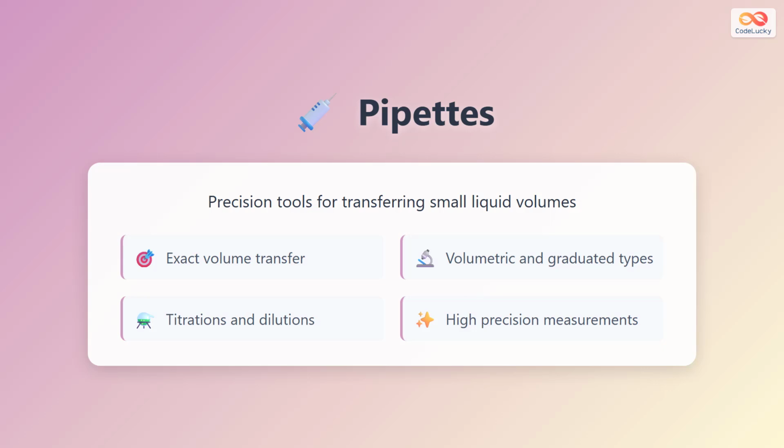Pipettes are essential for titrations, preparing dilutions, and any procedure requiring precise liquid transfer. Their high level of precision makes them indispensable for quantitative analysis and preparing solutions with exact concentrations.